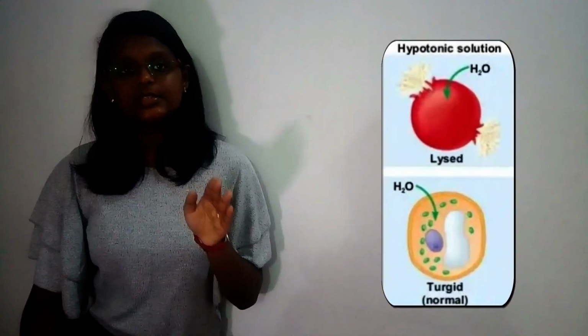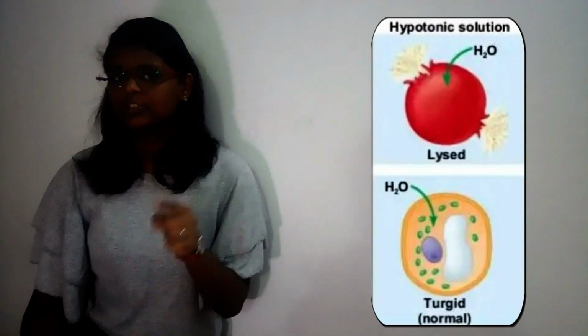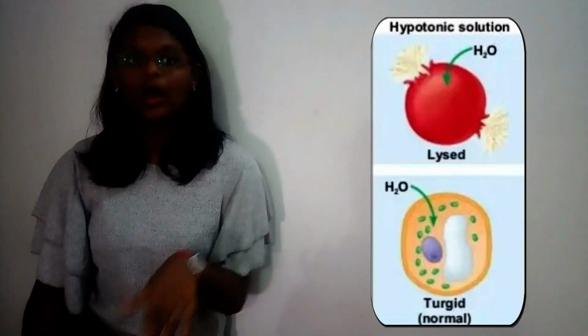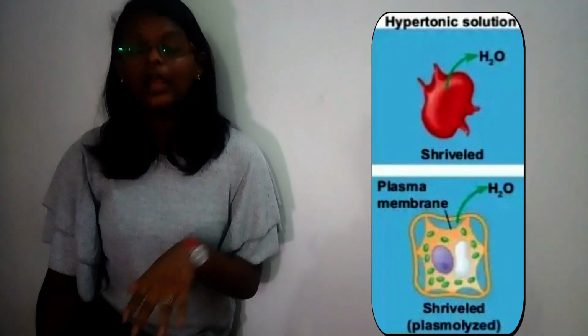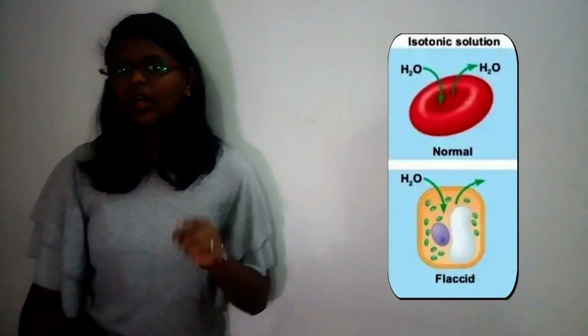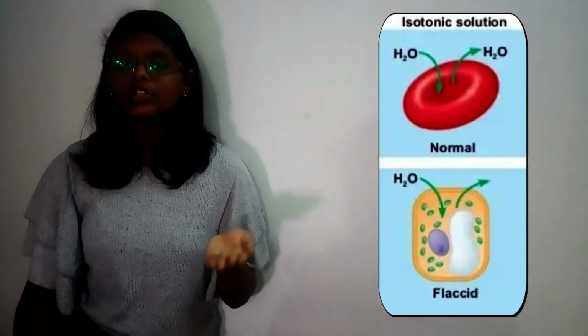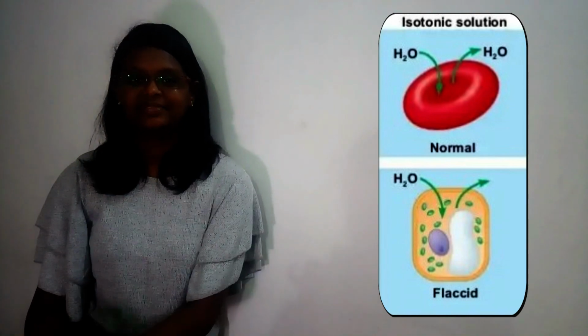Hypotonic solution is when the water potential outside the cell is greater than the inside, which causes the cell to expand and eventually explode in some cases. Hypertonic solution is when the water potential outside the cell is lesser than the inside, which causes the cell to shrink. Isotonic solution is when the water potential outside and inside the cell are same. This allows the cell to maintain its own size and shape.